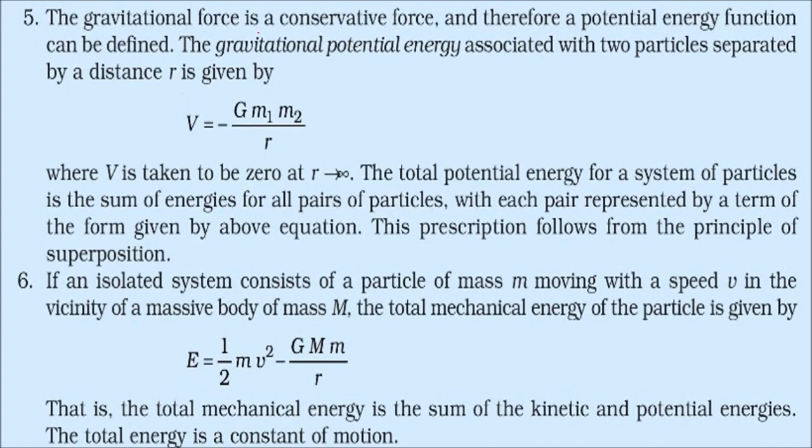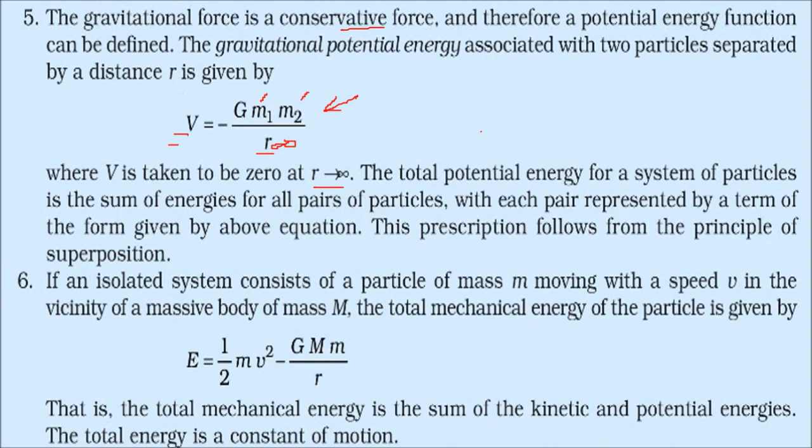The gravitational force is a conservative force. That is why the potential energy function can be defined. The gravitational potential energy is associated with two particles m1 and m2, which are separated by distance r, and is given by this relation. We represent it by V = -G m1 m2 / r. V is taken to be 0 when r reaches infinity. If it is infinity, this is going to be 0.